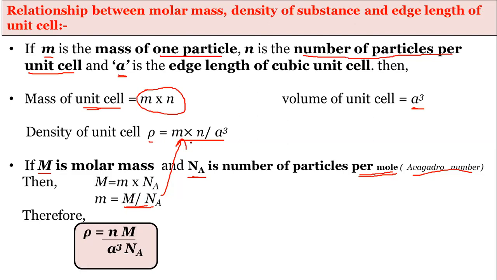This value of M we are going to put in this equation. So n into this capital M divided by Na into a cube. By using this formula, we can calculate the density, if this n, the number of particles, is known, the edge length is known, this Na value is already available, and if the molar mass is known. For the board examination, a numerical will be there on this: calculate the density. We will see one numerical.